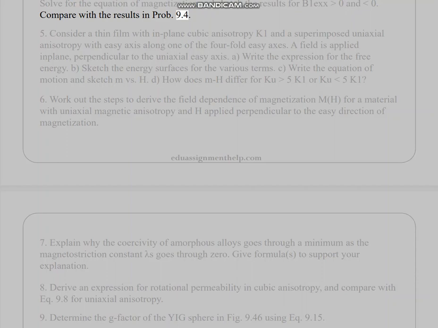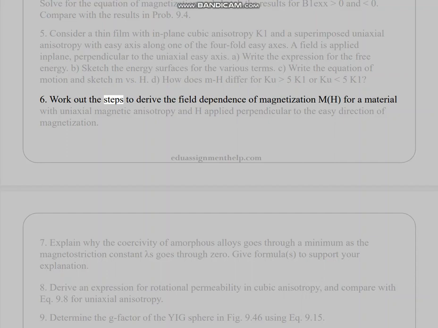9.4. 5. Consider a thin film with in-plane cubic anisotropy K1 and a superimposed uniaxial anisotropy with easy axis along one of the fourfold easy axes. A field is applied in plane, perpendicular to the uniaxial easy axis. A. Write the expression for the free energy. B. Sketch the energy surfaces for the various terms. C. Write the equation of motion and sketch m versus h. D. How does m(h) differ for Q > K1 or Q < K1?